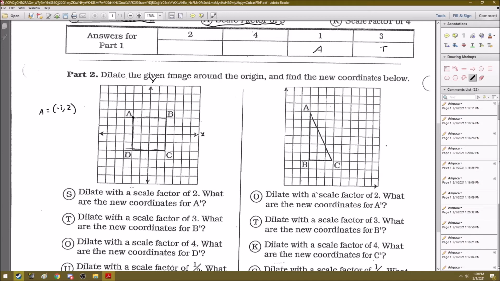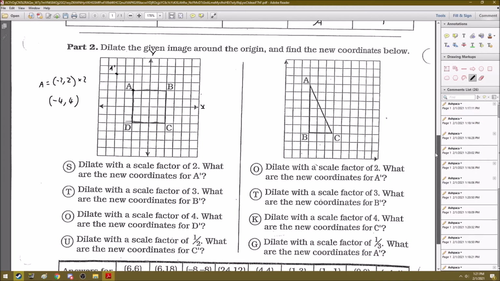And we're dilating with a scale factor of 2. So we want to multiply these coordinates by 2, each one of them. So let's go with negative 2 at first. Negative 2 times 2 is going to be negative 4, and 2 times 2 will just be positive 4. So we know that A prime is going to be negative 4 on the x and up 4 on the y. So A prime will be up there.